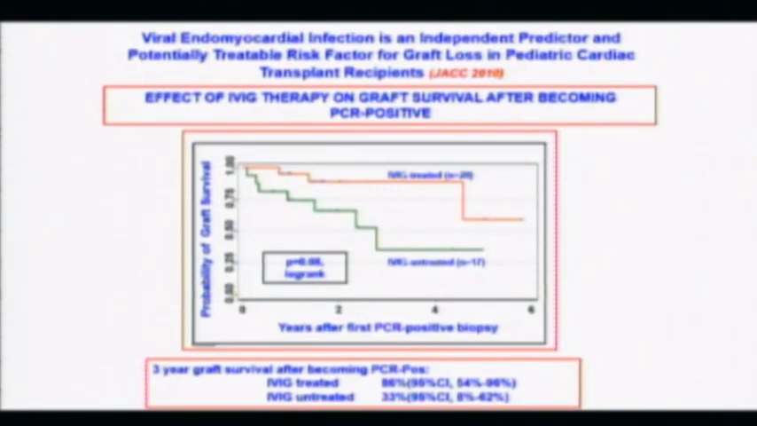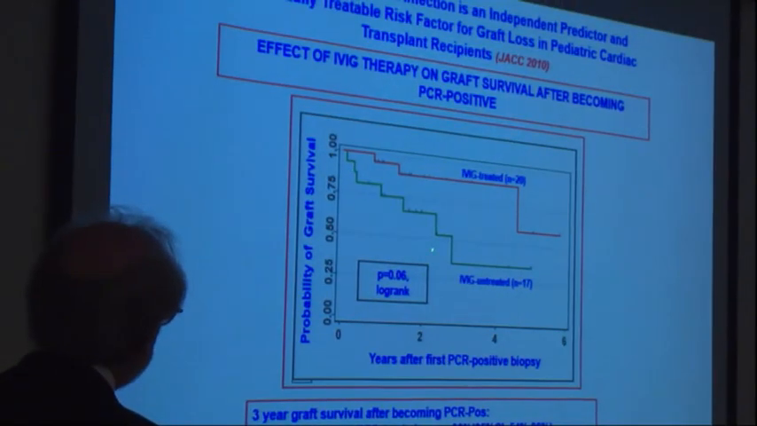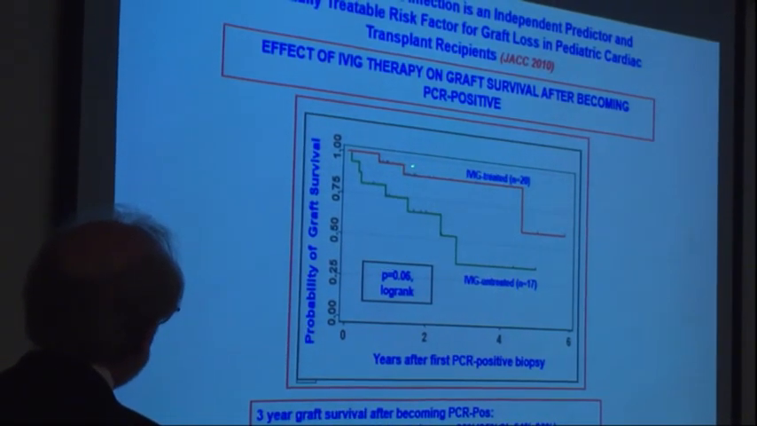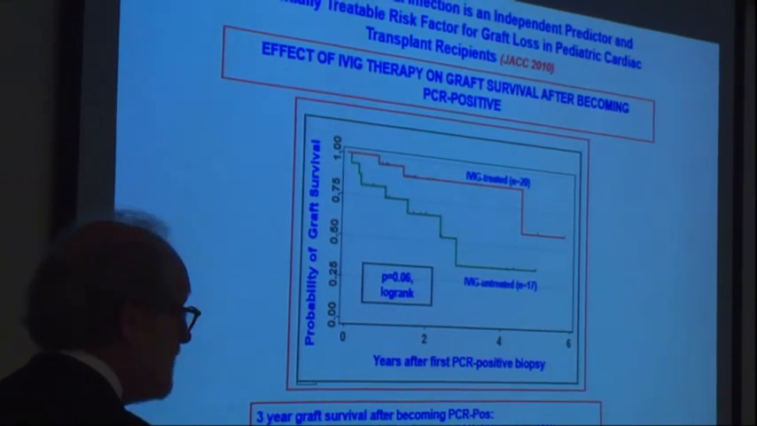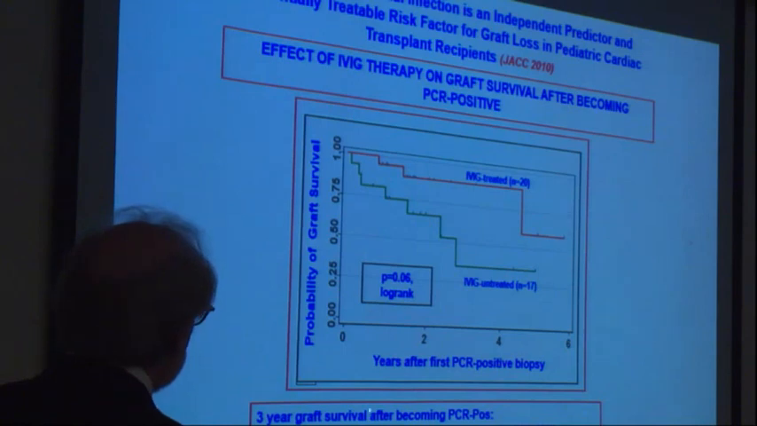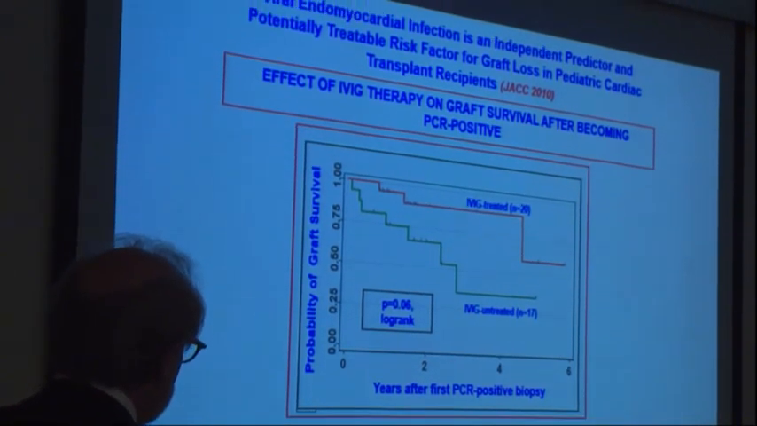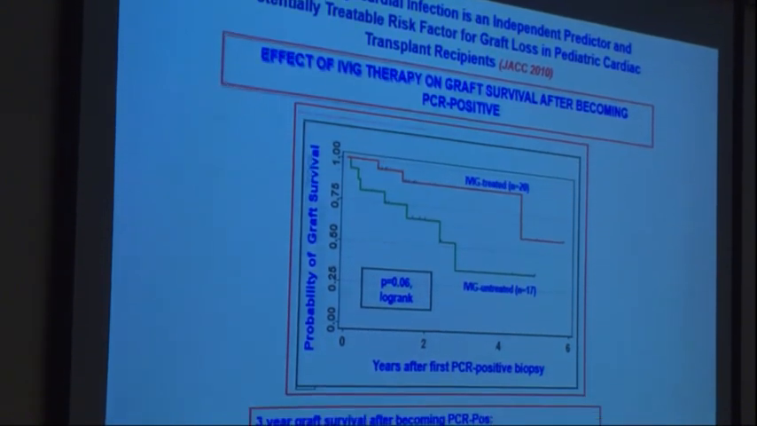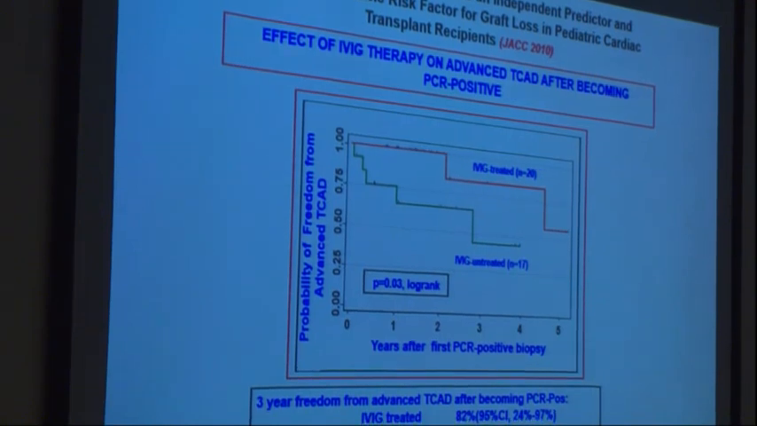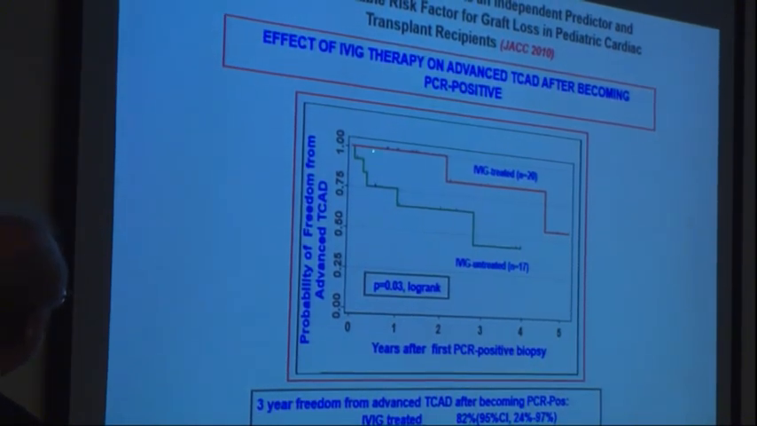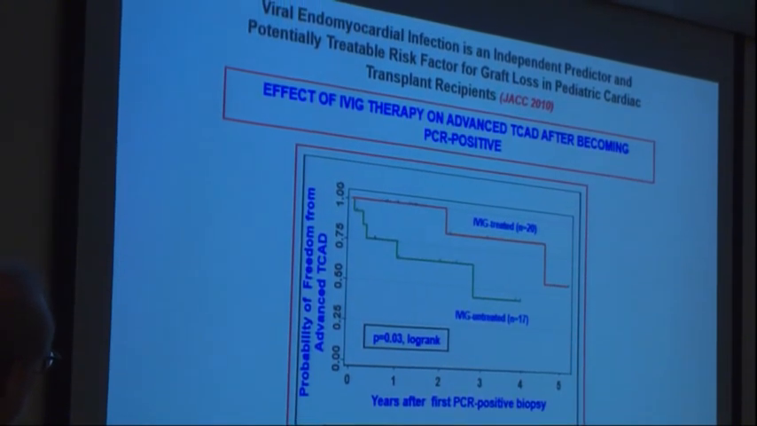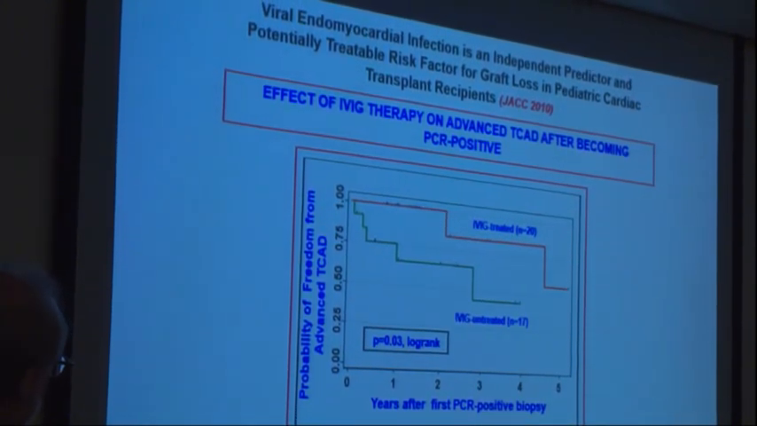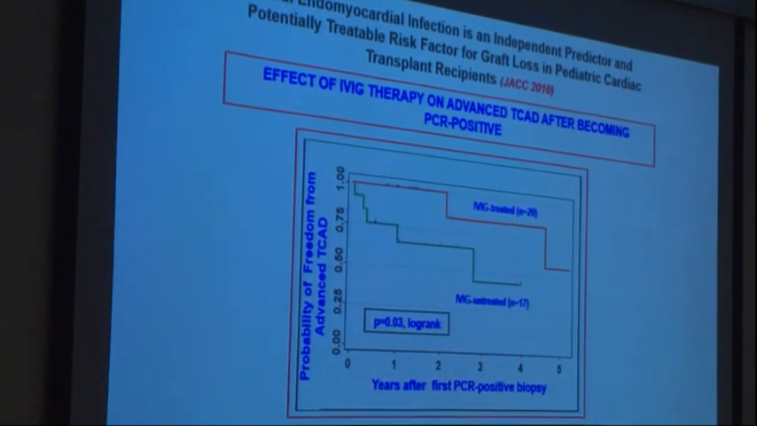So this is the effect of IVIG plus steroids versus just steroids. And what you see here is the IVIG-treated patients versus the IVIG untreated patient. And what you can see basically is that the IVIG-treated patients is basically as if they were never infected, versus the steroid patients, which did as bad or worse as the patients that I showed you earlier that just received steroids in that other group. When you look at advanced transplant coronary disease, same kind of outcome, treated versus untreated. Again, an 82% freedom at 3 years versus 44% if just getting steroids.